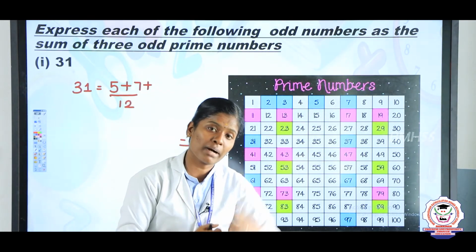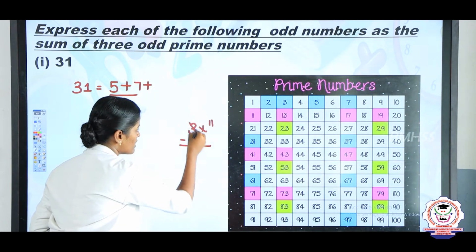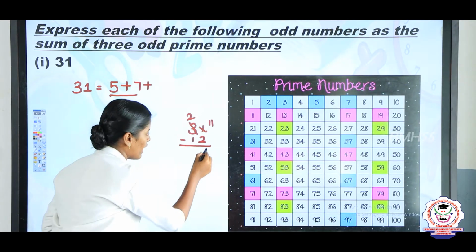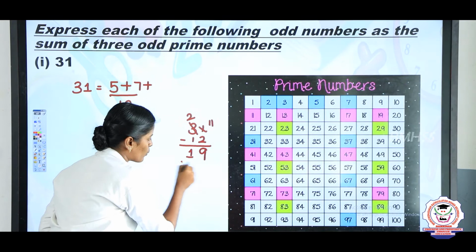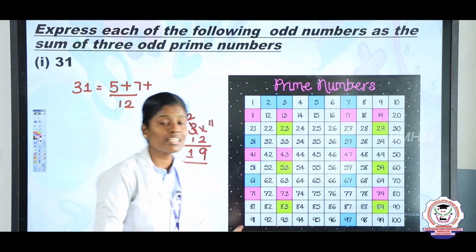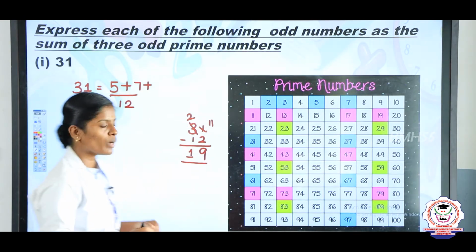Now we are going to borrow from the number before. 1 will change into 11, 3 will change into 2. So now 11 minus 2, the answer is 9. And 2 minus 1, the answer is 1. The answer here is 19. Listen, children, is 19 an even number or an odd number? Very good. 19 is an odd number.